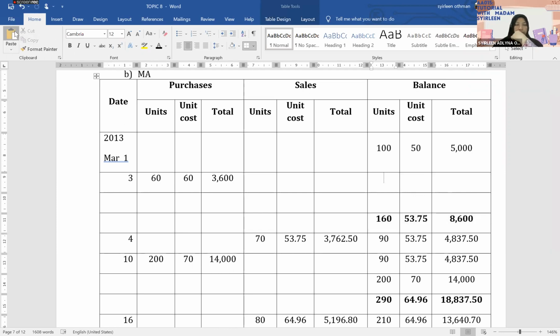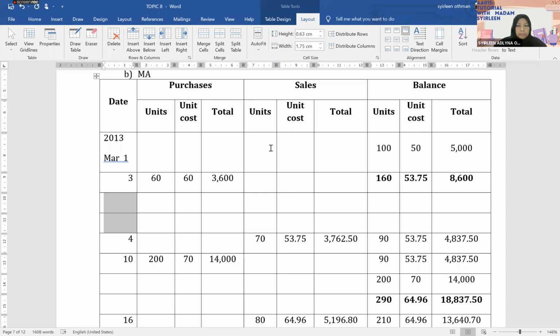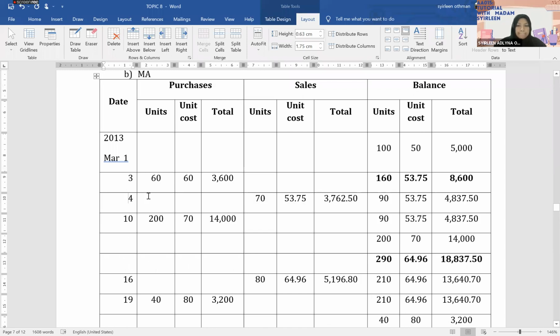Alright, so kita ada balance 160 unit. Okay, so pada harga 8,600. Okay, so satu unit ialah RM53.75. Okay, so itu ialah untuk baki pada 4 hari bulan. Alright. Okay, on the 4th, okay, kita jual 70 pada harga RM53.75. Okay, so your selling is 53.75 times 70. That will be 3762.50 cents.